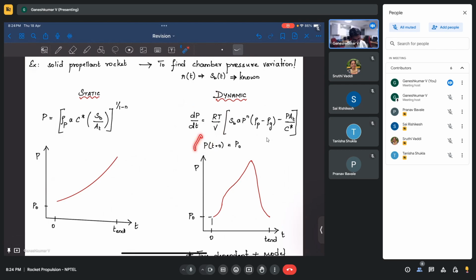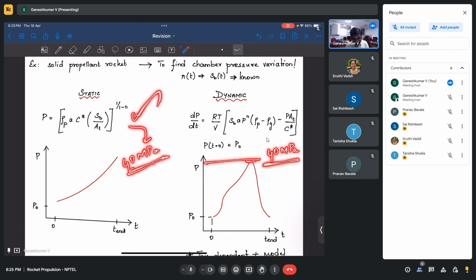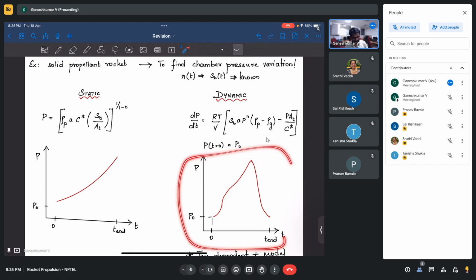So from the initial condition, you can get the entire time evolution of the pressure. If you are interested in the peak chamber pressure, say 40 megapascal is your peak pressure, this can also predict the 40 megapascal. Here also the maximum it will reach will be around 40 megapascal. It may not be the same, but it will be around that, even though the static model can predict better in the whole scheme of things.